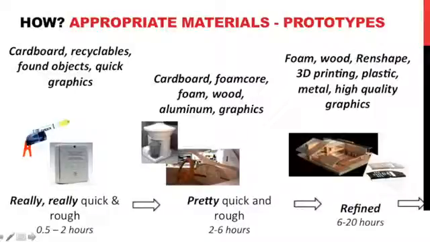For the pretty rough and quick prototypes, you'll use more things like bought materials like cardboard, foam core, foam, maybe even aluminum. You can use either hand sketches or printed out graphics, but they don't have to look so neat. You can see from the pictures that there's still lots of gaps. They don't look real. For refined prototypes, use materials such as foam, wood, RenShape, maybe 3D printing, more on that later, plastic, metal, and you'll use high quality graphics instead of hand sketches.